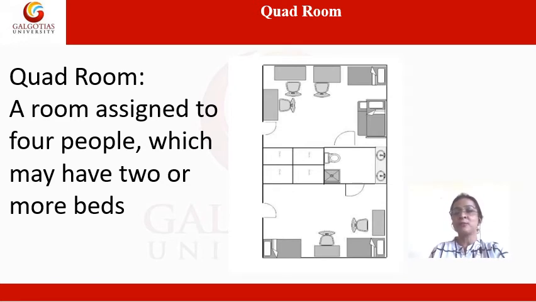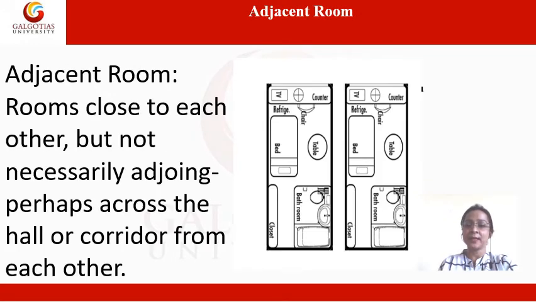Next, let's see what is next in our hand to understand about the room layout. This is the adjacent room. What is the meaning of adjacent room? Rooms close to each other but not necessarily adjoining, perhaps across the hall or corridor from each other, right? So that is called your adjacent room. If you have visited a hotel, you must have noticed rooms located across the corridor and not exactly next to each other, but they can be next to each other. Those types of rooms are defined as adjacent rooms.